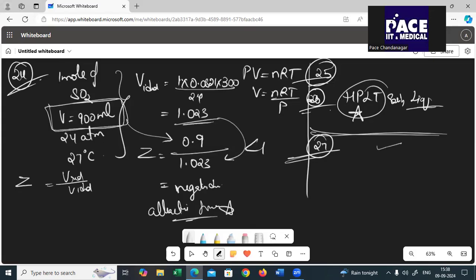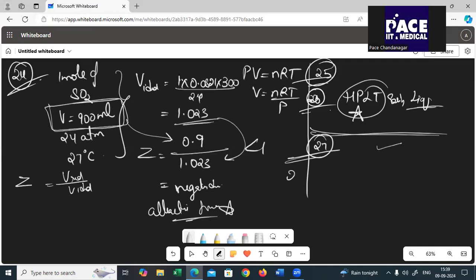True statements. When Z is greater than 1, gases are easier to compress. Yes, because volume is more. As the volume is more, you can compress them. Then when Z is less than 1, easier to compress. Then when Z is greater than 1, real gases are difficult to compress. Yes, real gases are difficult to compress when Z value is greater than 1, which says repulsive forces dominate. Yes, that is my incorrect statement there. So option B is my incorrect one there.